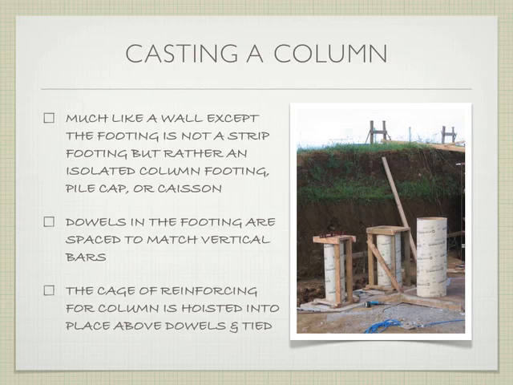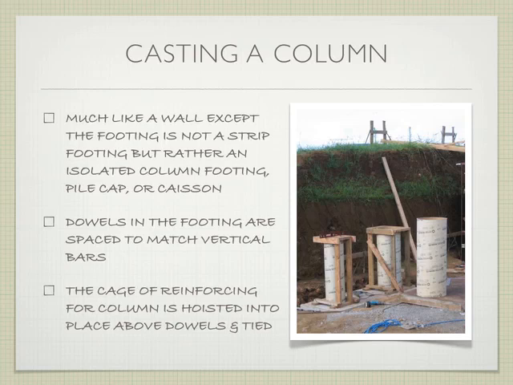So if we move forward into casting a column, it's basically the same thing as a wall, except that instead of being a long continuous strip, it's a single pillar. And so all of the principles still apply. The footing is some kind of a column footing or a caisson cap or a pile cap or something like that, and your column is going to be formed up on top of that. The dowels are going to come through whatever the foundation is up into the column. They're going to match up with whatever the vertical bars are that run the length of the column.